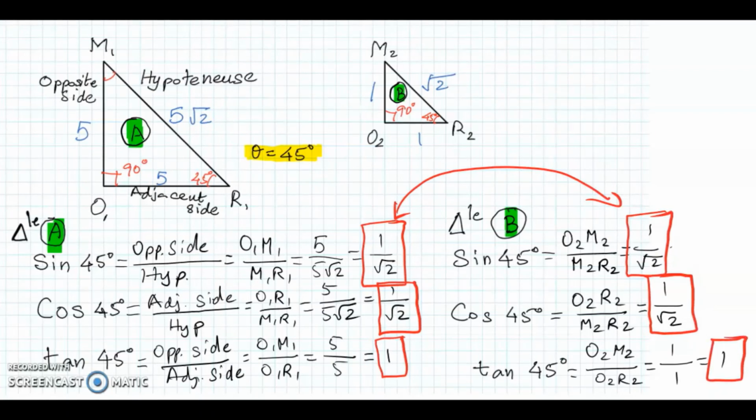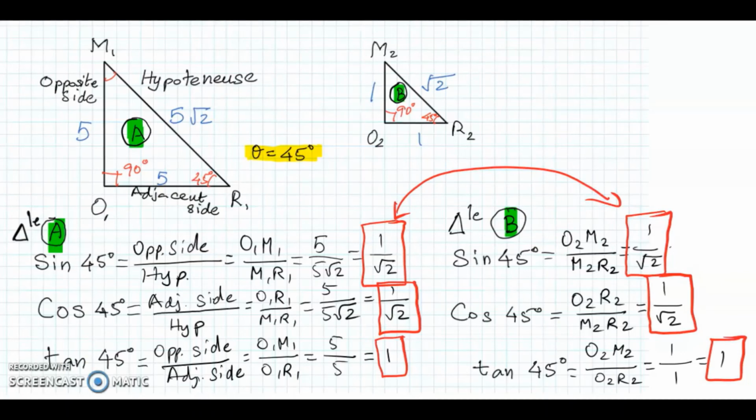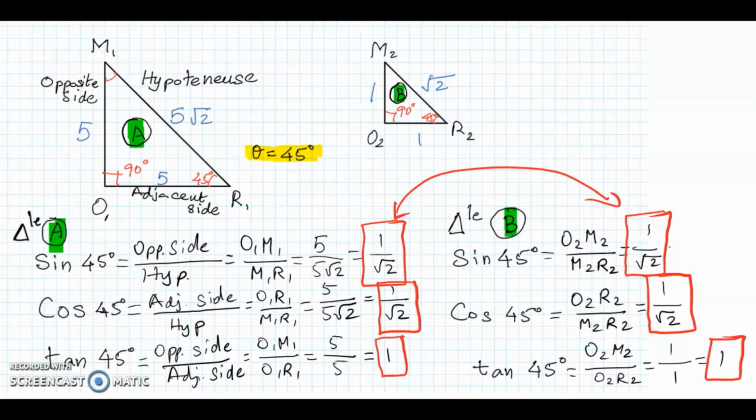So, what do we conclude? In conclusion, the sine values of triangle A and triangle B are equal. The cos values for triangle A and triangle B are equal. And the tan values for triangle A and triangle B are equal. Irrespective of the different dimensions, they're equal because the angles are the same. And we have also learned in this video how to calculate the ratio if you are given the sides of the triangle.